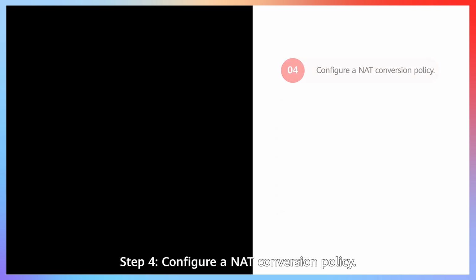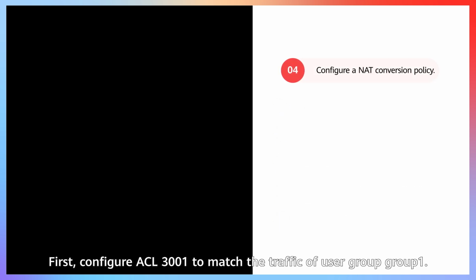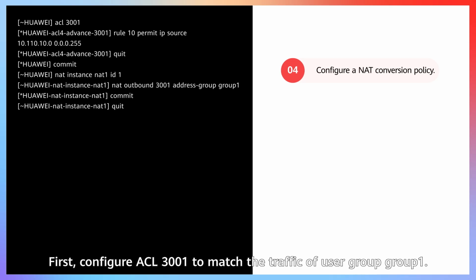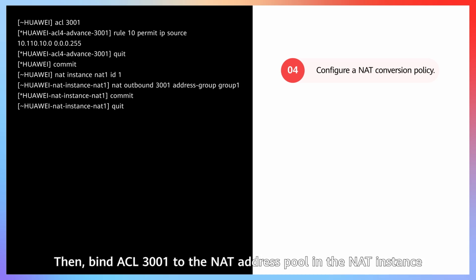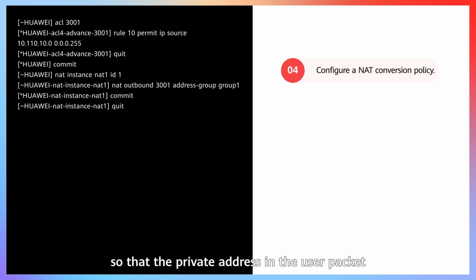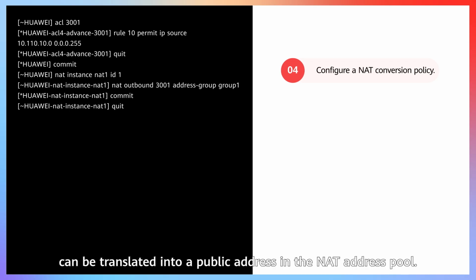Step 4. Configure a NAT conversion policy. First, configure ACL 3001 to match the traffic of user group Group1. Then, bind ACL 3001 to the NAT address pool in the NAT instance, so that the private address in the user packet can be translated into a public address in the NAT address pool.